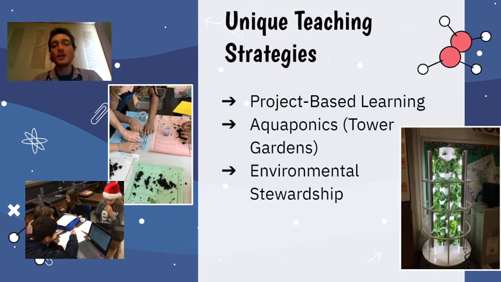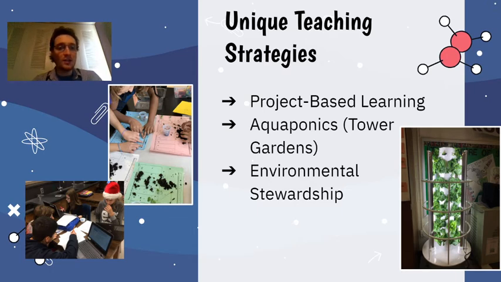Another thing we have at Rocky Run is the aquaponics tower gardens. We're very lucky to have these, and every Science 7 classroom in Rocky Run has one of these tower gardens, and we frequently use them during the year. Students firstly can see that plants can grow without soil using these tower gardens, and can do experiments to see if the color of light affects plant growth.